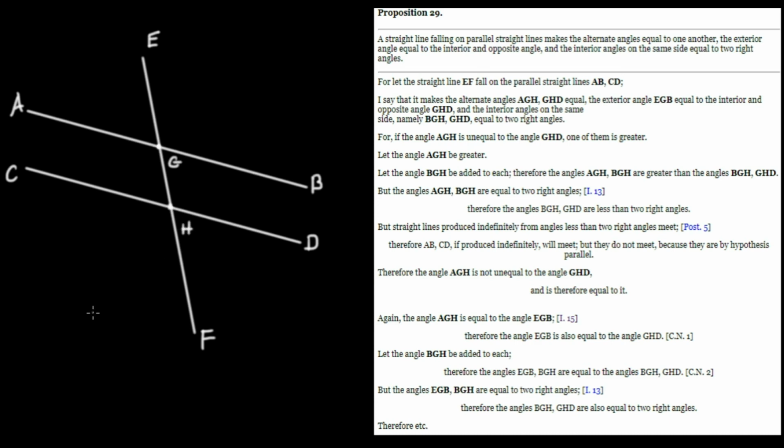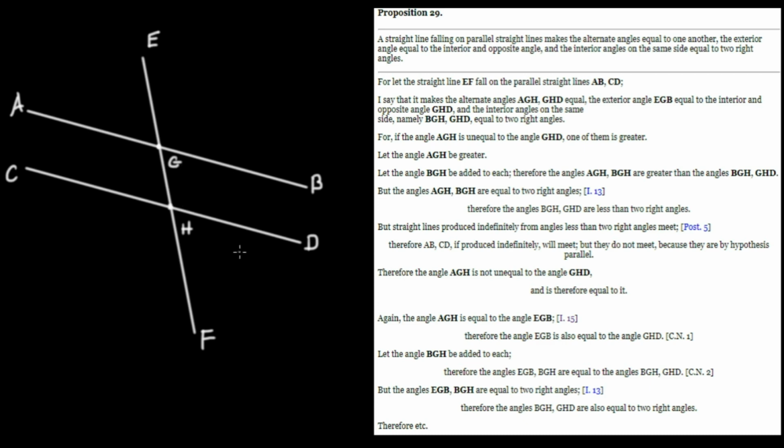And this proposition has three parts. The first part is, if AB and CD are parallel, I say that it makes the alternate angles AGH, over here, and GHD equal. So if the two lines are parallel, then the alternate angles are going to be equal. The second part, the exterior angle EGB is going to be equal to the interior and opposite angle GHD. And the third part, the interior angles on the same side, namely BGH and GHD, equal to two right angles.